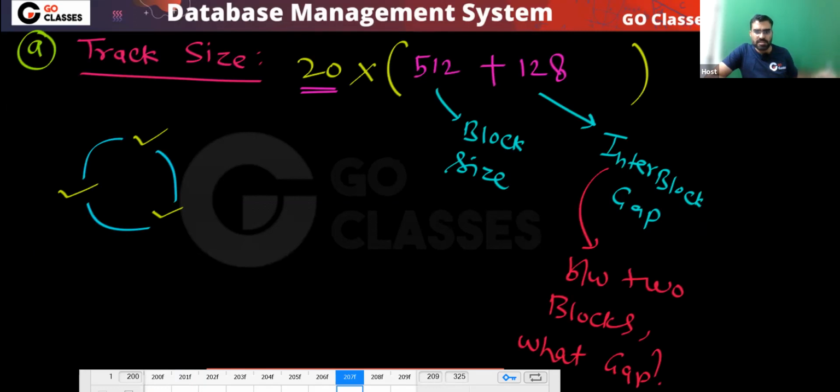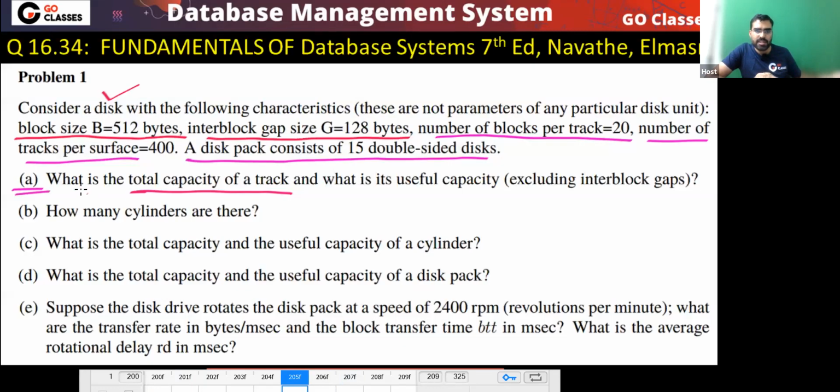See, there are 2 things in this. Look at part A. Read part A: total capacity of the track and what is the useful capacity. So there are 2 things in part A. Read the question. What is the total capacity of the track and what is the useful capacity of the track? Is this understood? Please tell me, is this crystal clear? So the question has 2 things in part A. What is the total capacity?